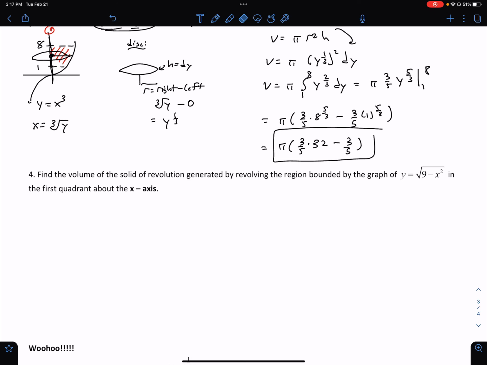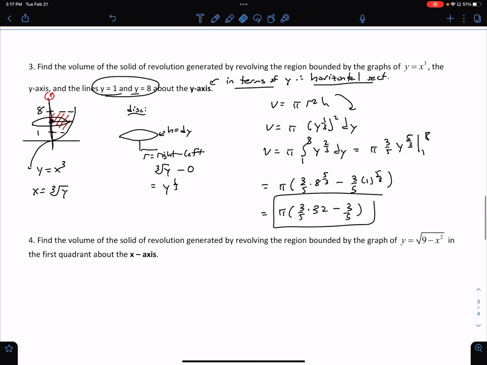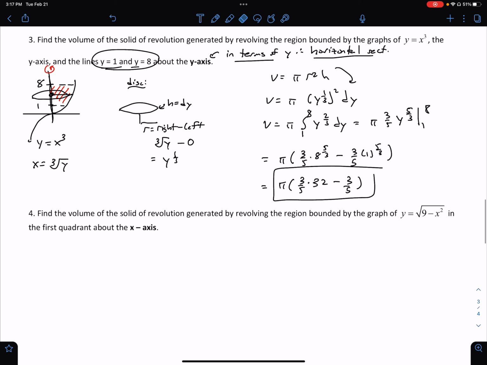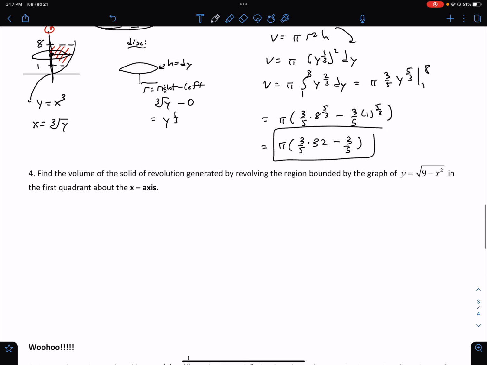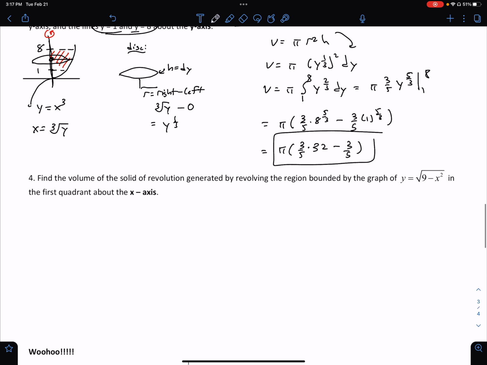Hello, welcome back. We're going to continue our discussion from part 3 of Volume of Revolution. So let's take a look at another example here, number 4. We want to find the volume of revolution generated by revolving the region of this circle in the first quadrant about the x-axis. So that's nice.